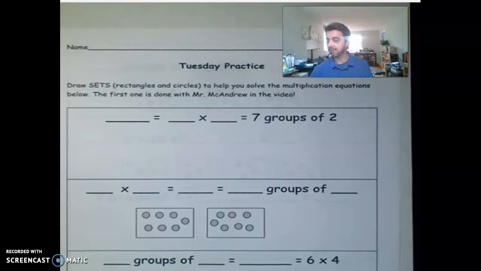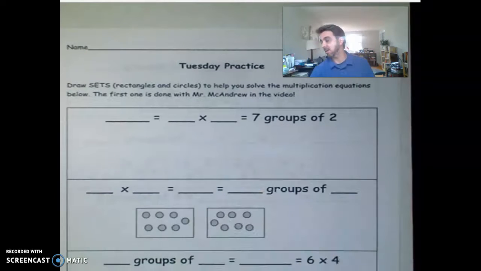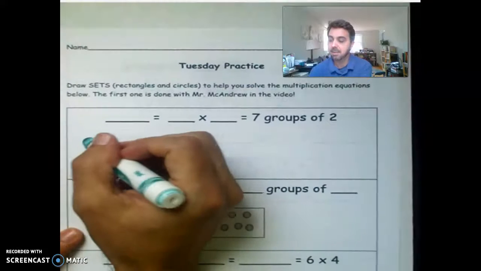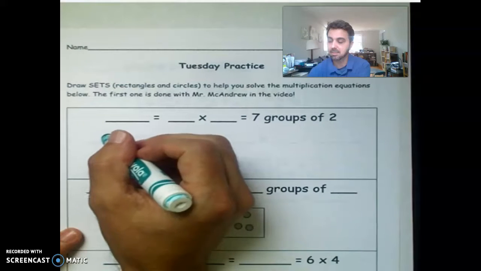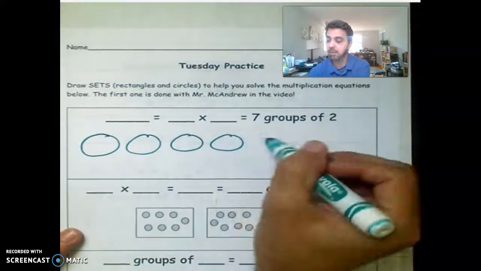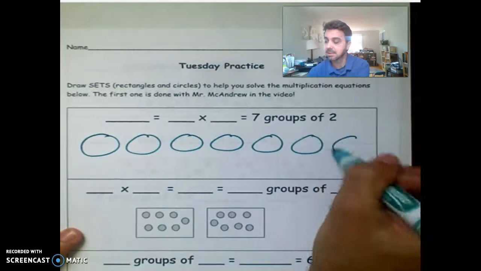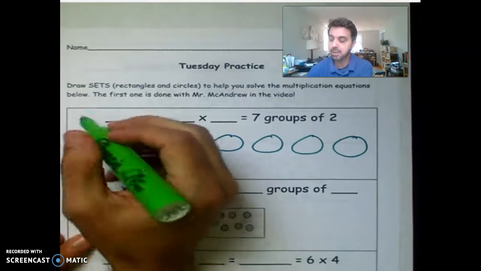So we have 7 groups of 2. Okay, so I'm going to do 7 groups. I'm going to do 7 circles. 1, 2, 3, 4, 5, 6, 7. And in each group there are 2. So I'm going to do, let's try green this time. So I'm going to put 2 in each.